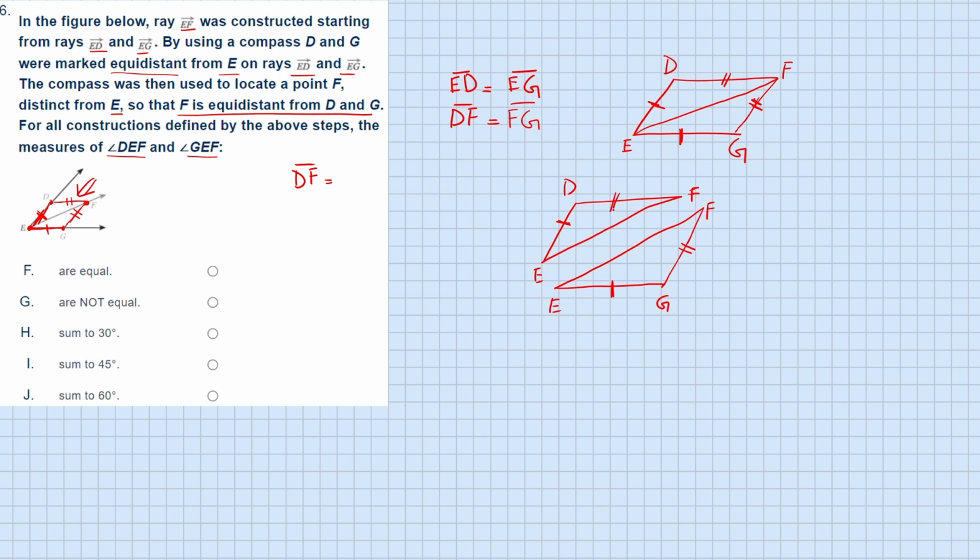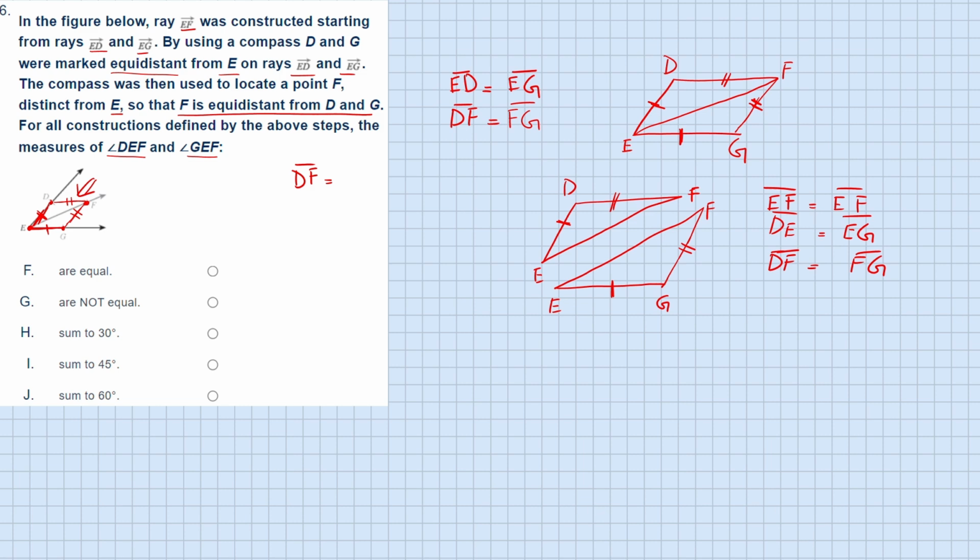This thing is equal to this thing. So we can see that EF of both the triangles are the same, and DE is equal to EG. Similarly, the line DF equals FG. So all three sides of both the triangles are congruent. It means that both the triangles are congruent triangles.